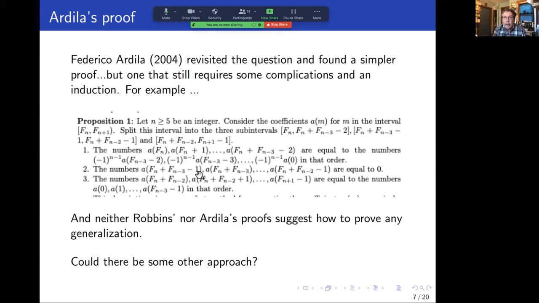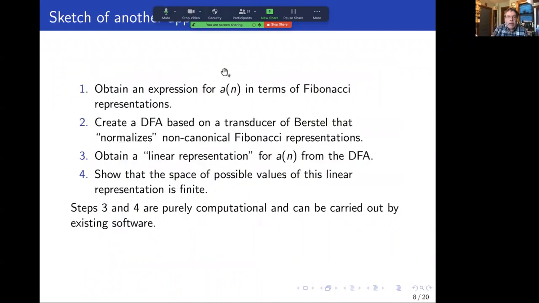You know, I like his proof very much. And when I read his paper, I thought, oh, that's a much nicer way of doing it. But I have to say that neither of those really suggested how to prove a generalization if there were one. And so at the time when I read it, I thought, oh, maybe there would be some other way to do this. So here's a sketch of another way to handle this.